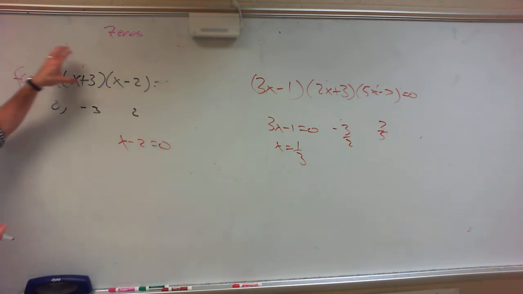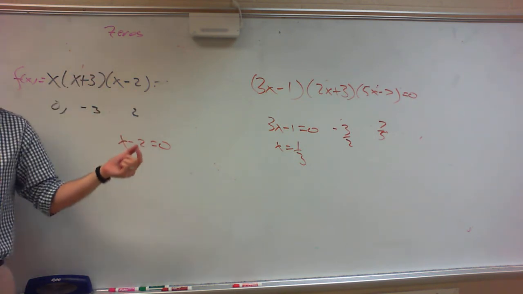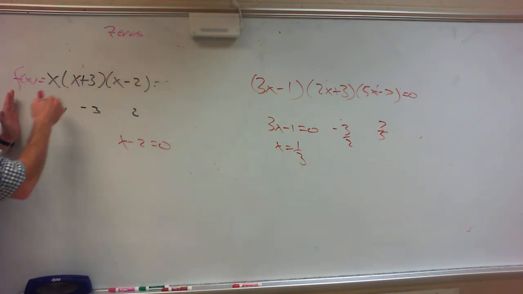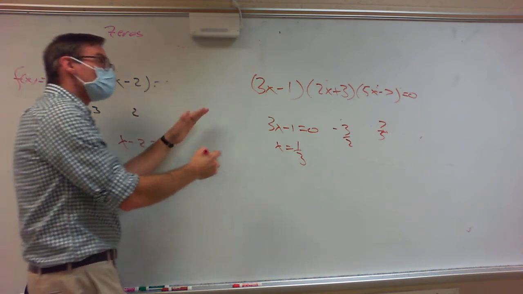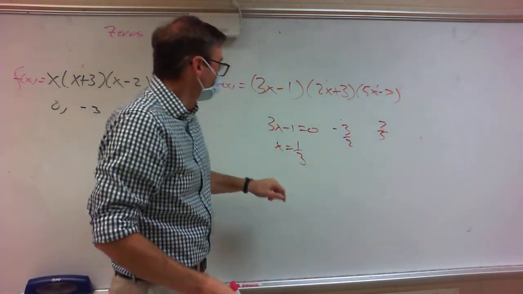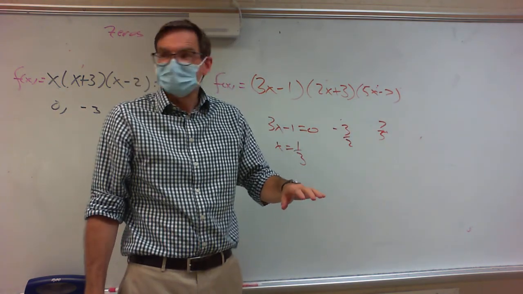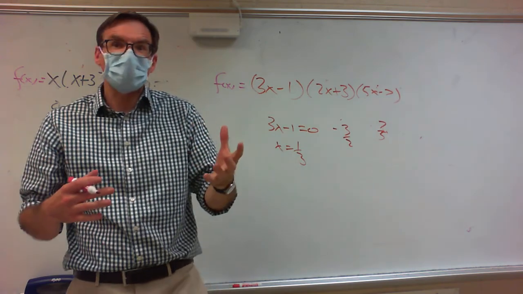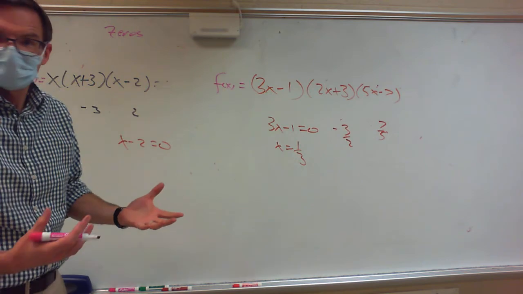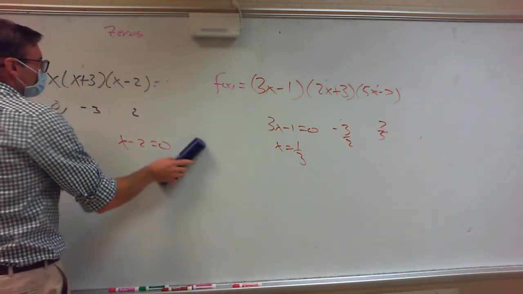So anytime you're given a polynomial and you're asked to find the zeros, you think, what makes each of these things 0? It turns out the zeros of this polynomial are 0, -3, and 2. The zeros of this polynomial are 1/3, -3 over 2, and 7/5. Does everybody understand that's our vocabulary? Our vocabulary today is zeros of a polynomial. All right, so where do we go from here?